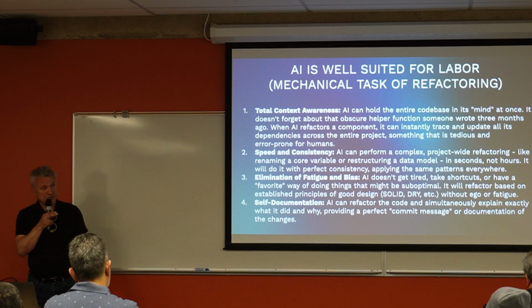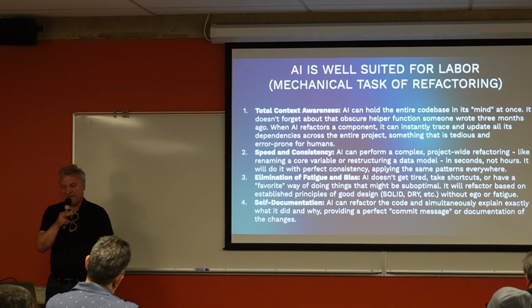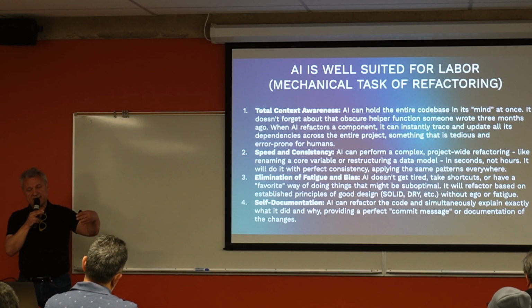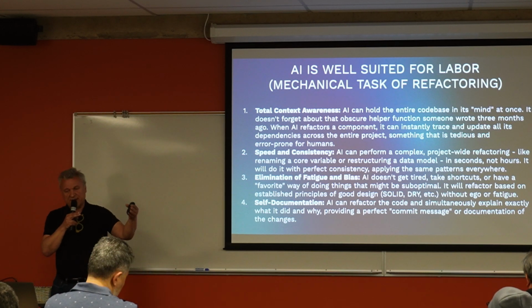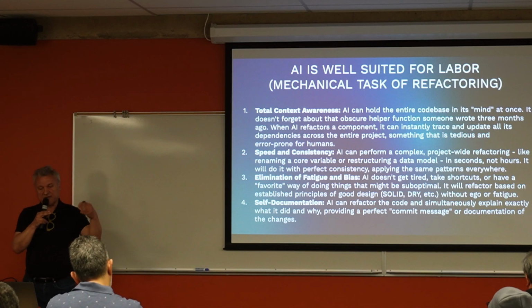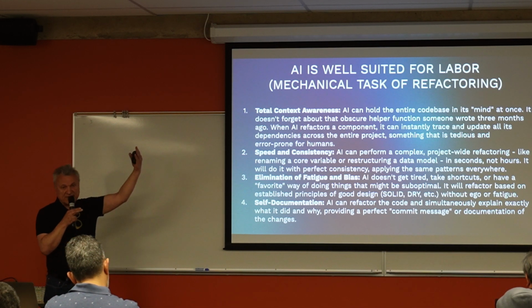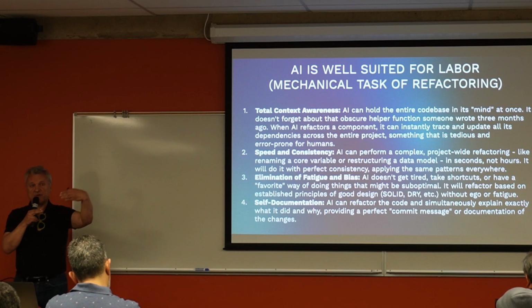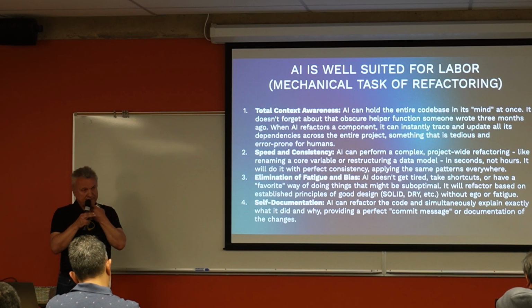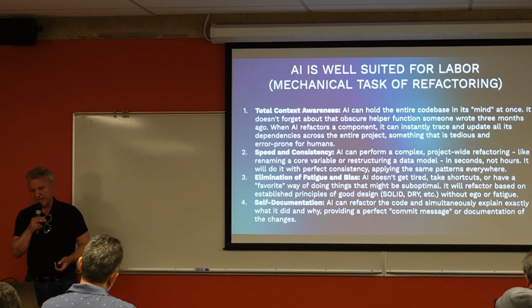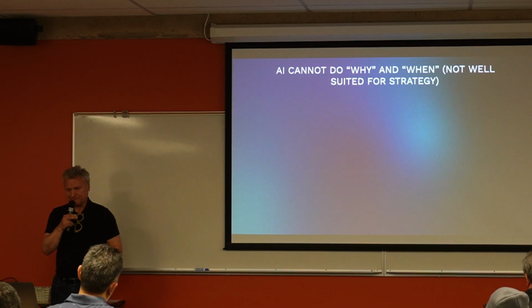And lastly, self-documentation. AI can refactor the code and simultaneously explain exactly what it did and why, providing a perfect commit message or documentation of the change. We've seen when it explains itself, how it introduced a new variable, clarified the logic, etc. No code duplication. It knows all about these things.